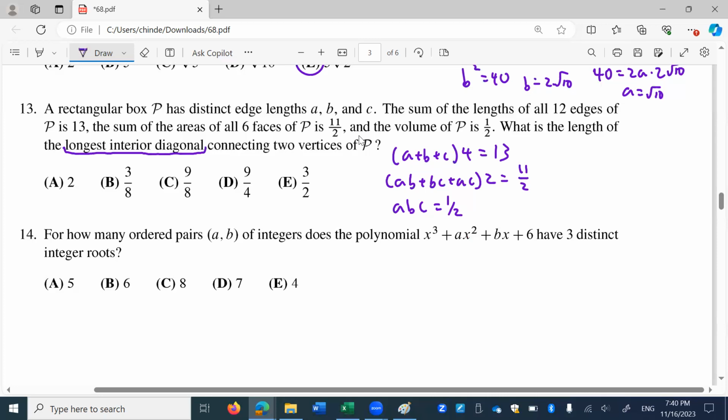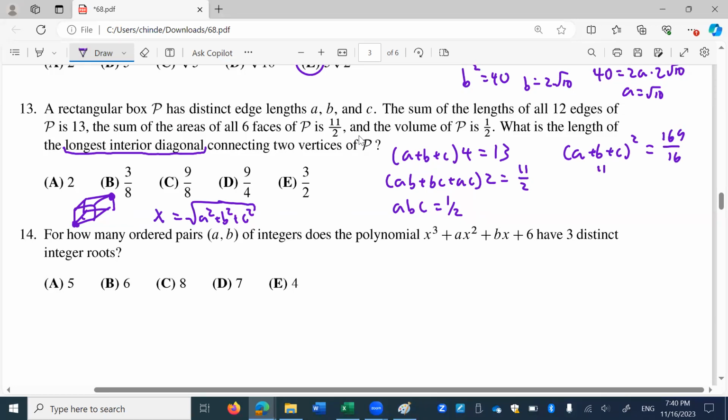So that's going to be the longest interior diagonal, going from one corner to the opposite corner, and so we're going to be looking for the square root of a squared plus b squared plus c squared. So okay, I know what a plus b plus c is. I'm looking for something involving a squared plus b squared plus c squared. So maybe I'll just square a plus b plus c. And so from the first equation, that should equal 13 squared over 4 squared.